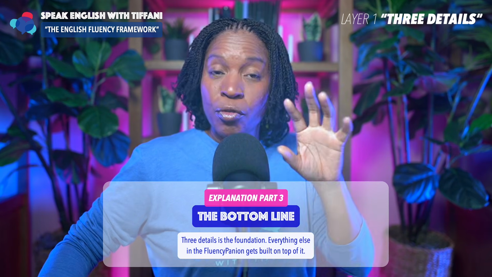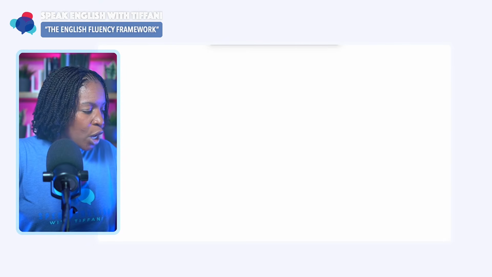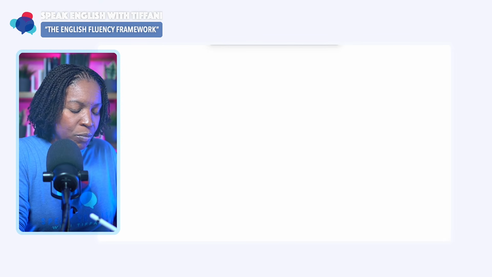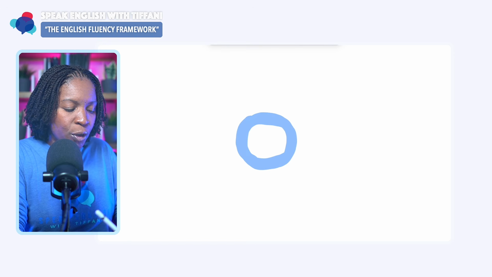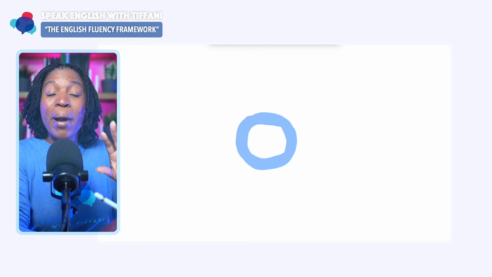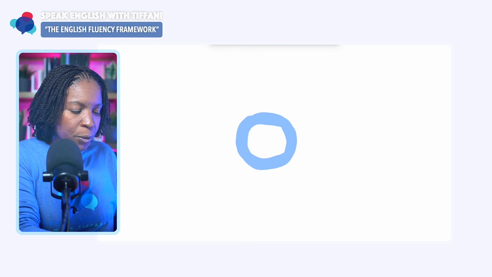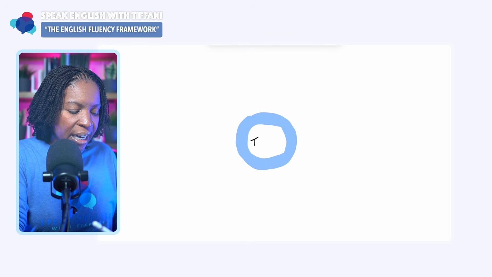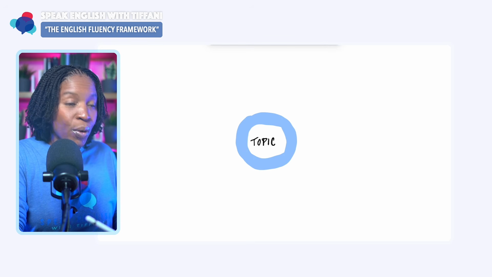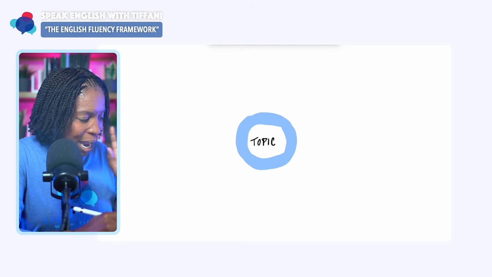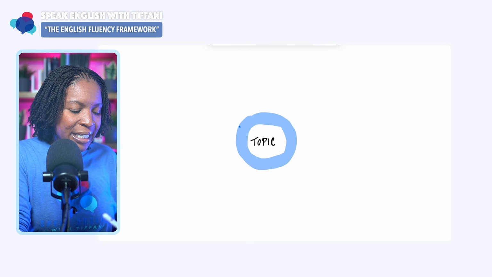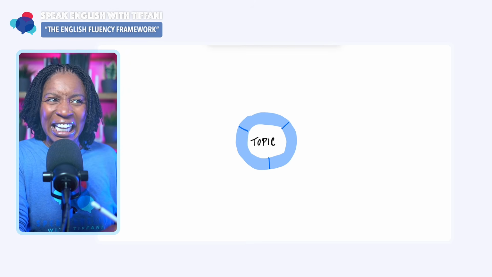So let's break this down visually very quickly. Again, looking at the FluencyPanion. So we have this first layer, our first layer of the FluencyPanion. In the middle, no matter what the topic is, we're going to say this is our topic, whatever the topic might be. And we have right here the details. This is the detail layer.